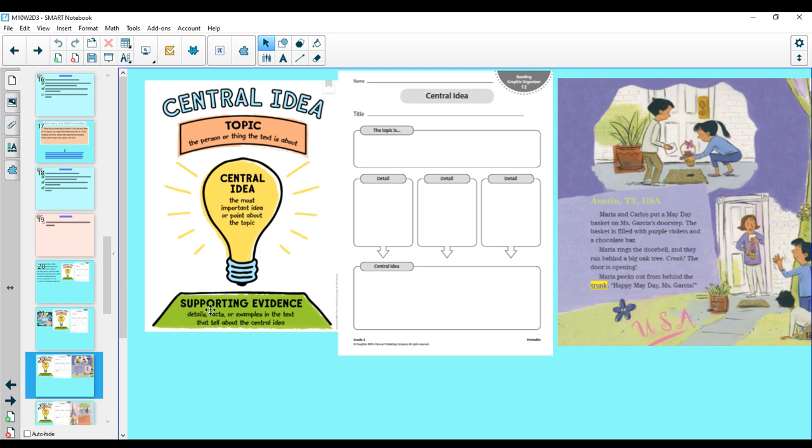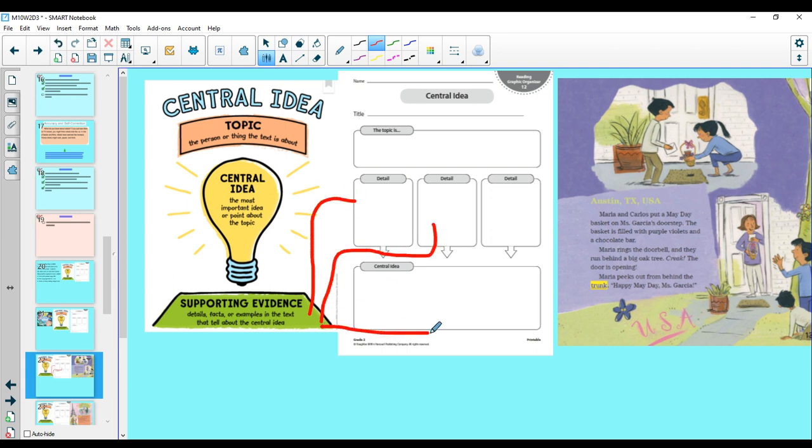I have to find this supporting evidence. It has to be a detail, a fact, or an example in the text that's going to help me figure out the central idea. Confusing part here is that you are going to write your supporting evidence in each one of these boxes. It doesn't go directly across like your topic did.